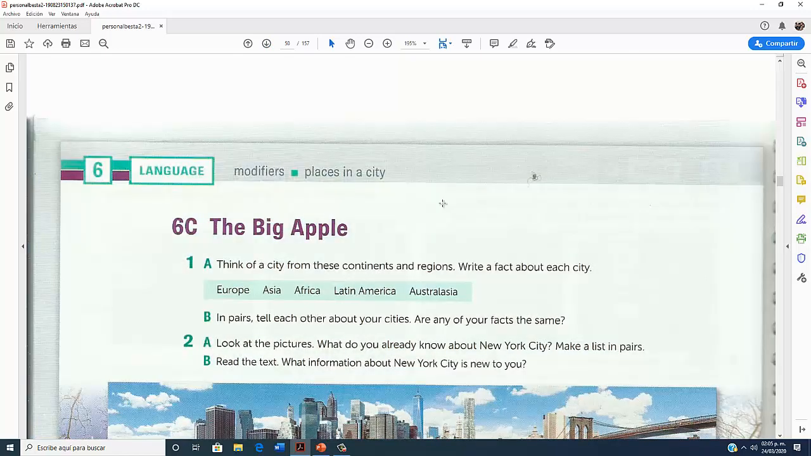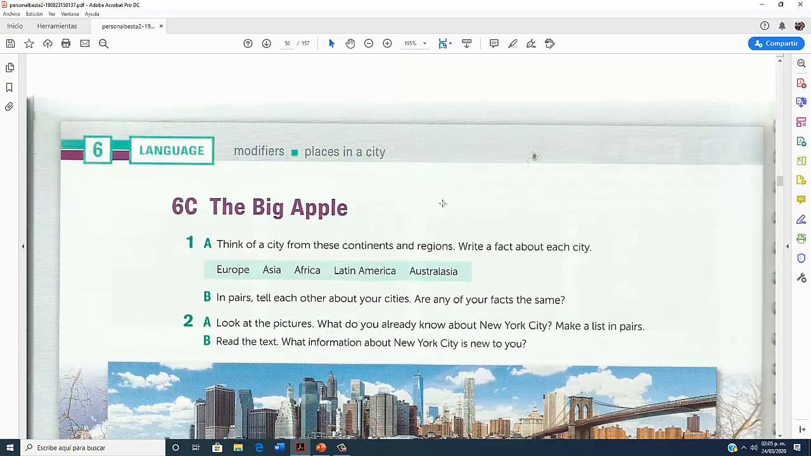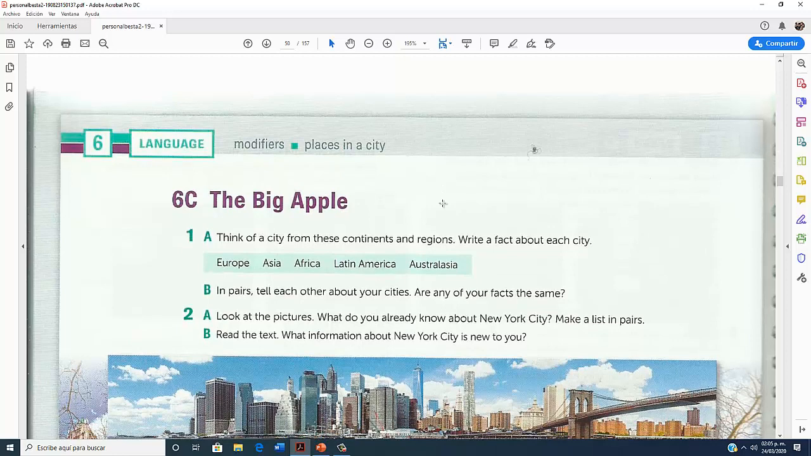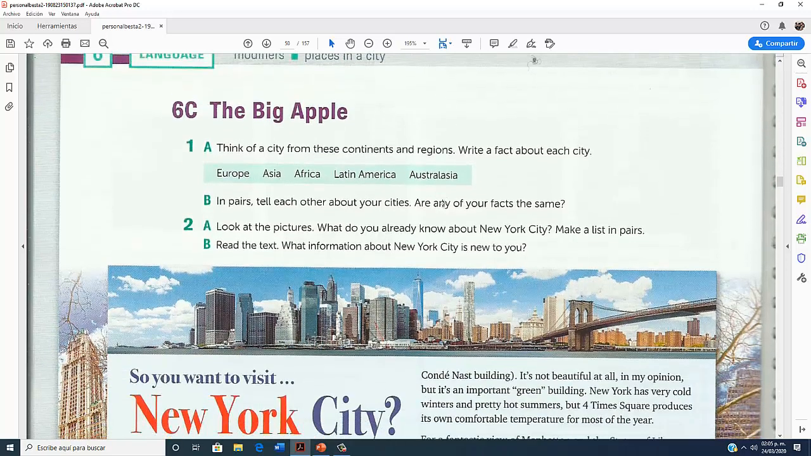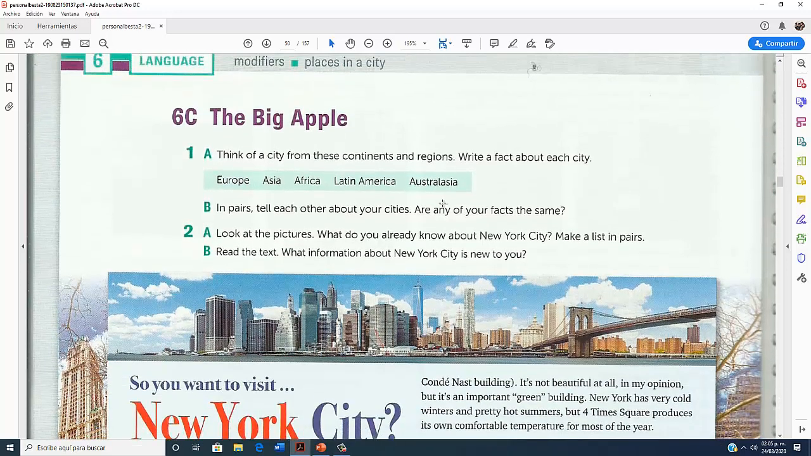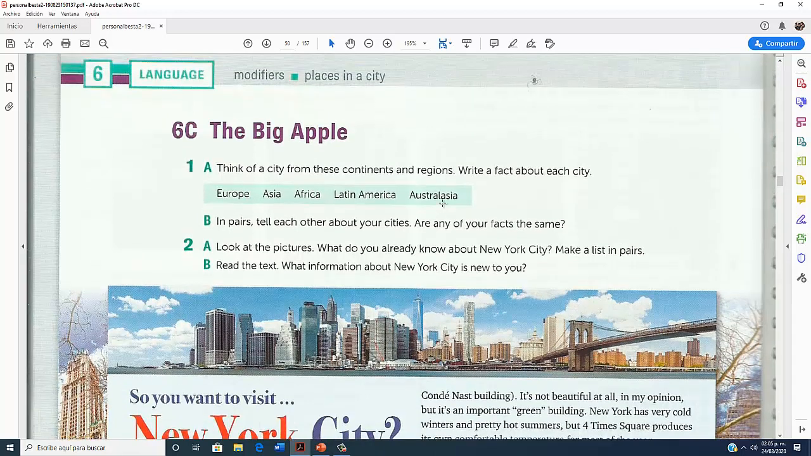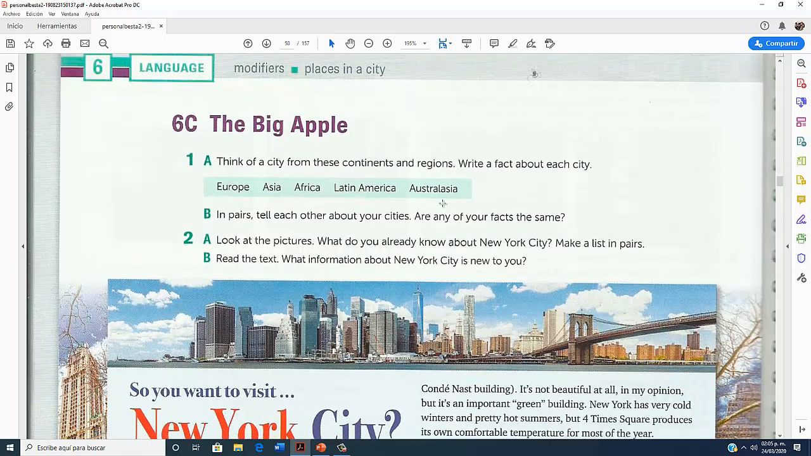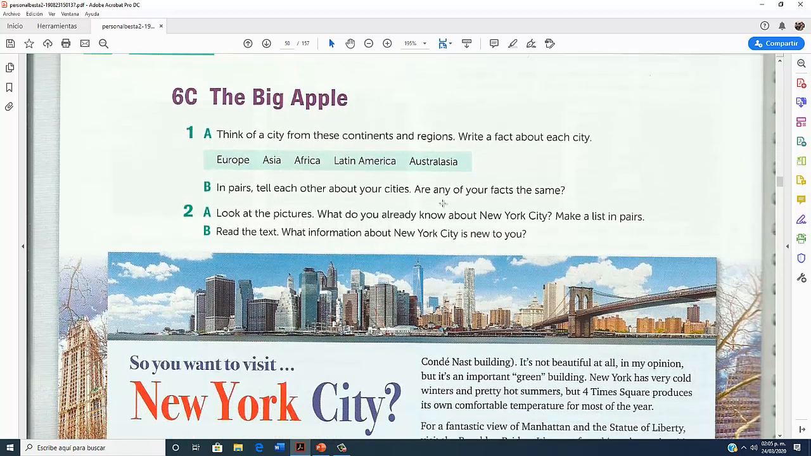Now, let's continue with the last. This is almost the last part, okay? We are on page 50, and this is a very interesting topic. It's also very easy. So please pay attention. Remember, we are almost done. So I need all your attention and participation as well, okay? Here we have the Big Apple. Which city is called the Big Apple? Do you have an idea?